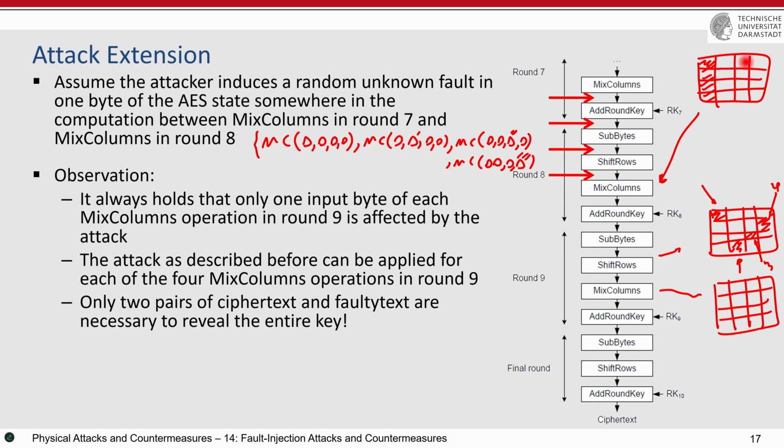Because you inject a fault somewhere here, the effect of this will be in a way that only 1 byte of the first column is faulty, and only 1 byte of the second column is faulty, and only 1 byte of the third column is faulty, and so on. And then you can use this model to perform the attack.